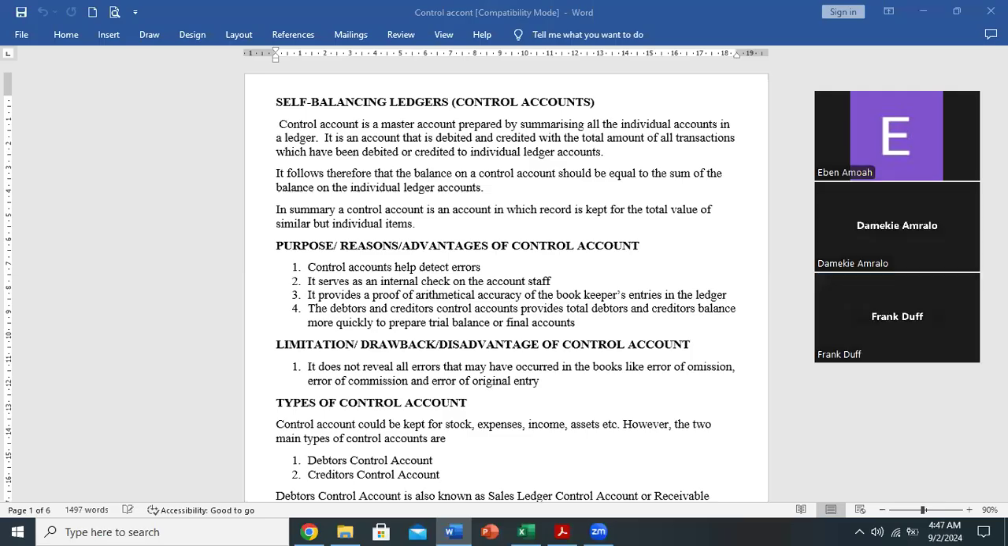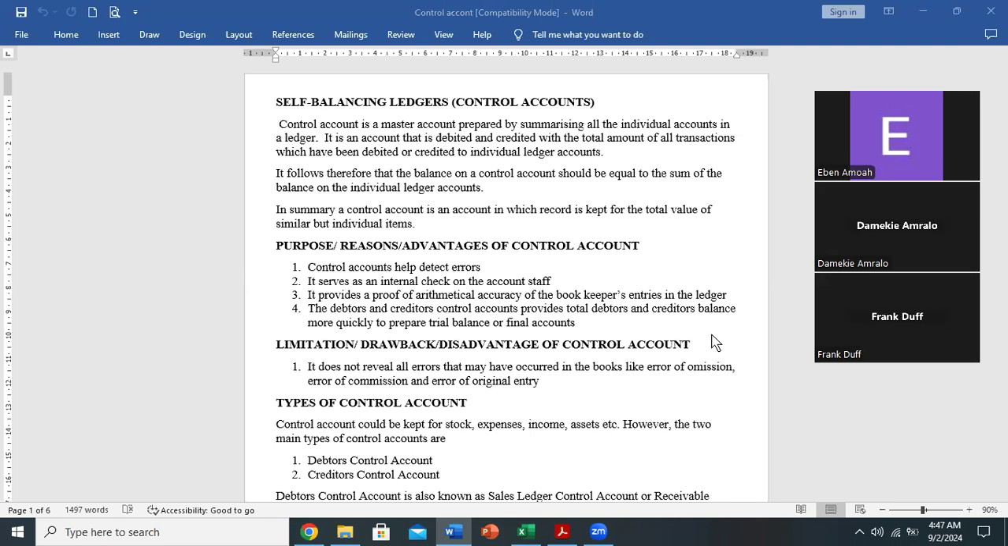Okay, so in accounting, at the beginning, you were recording transactions in numerous accounts. Okay, and then after that, you balance it and extract a trial balance.